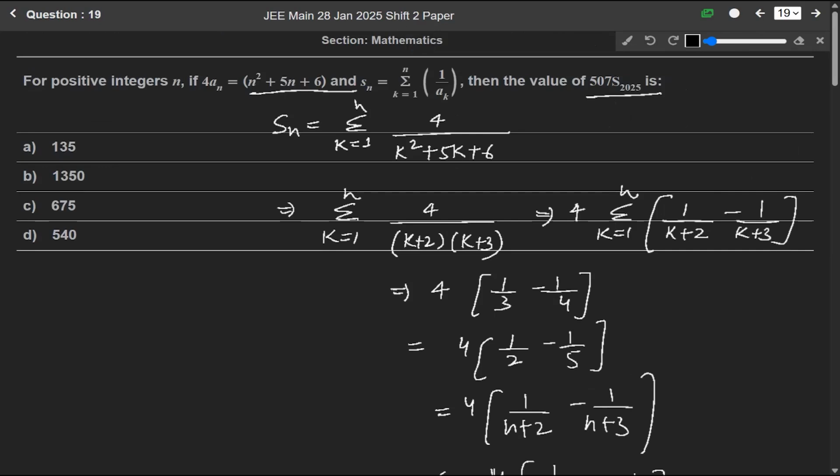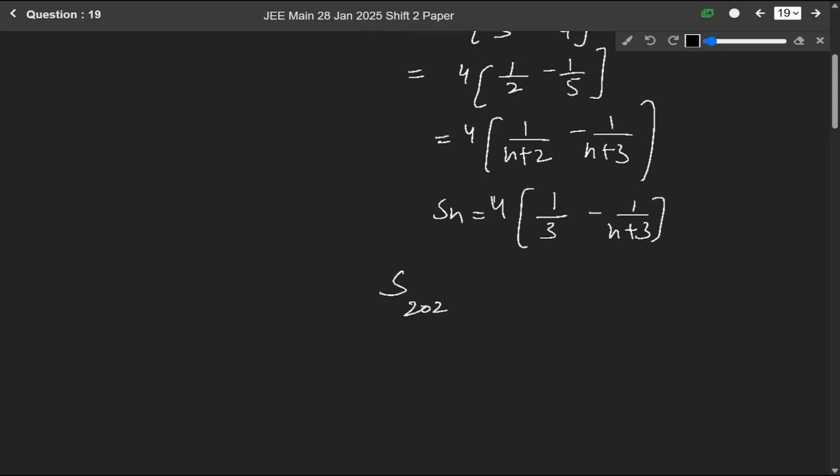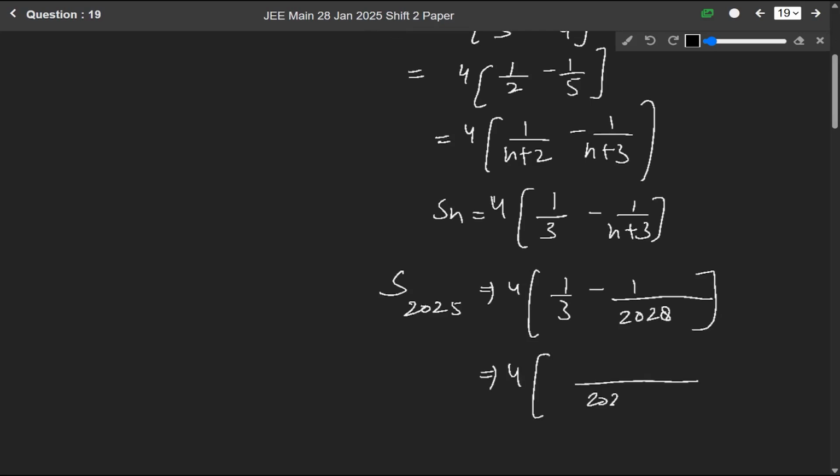507 S2025. S2025 means we have to find S2025. S2025 will be equal to 4 times 1 over 3 minus 1 over 2025 plus 3, which means 2028. So it will be equal to 4 times 676 minus 1 over 2028. So it will be 4 into 675 over 2028.